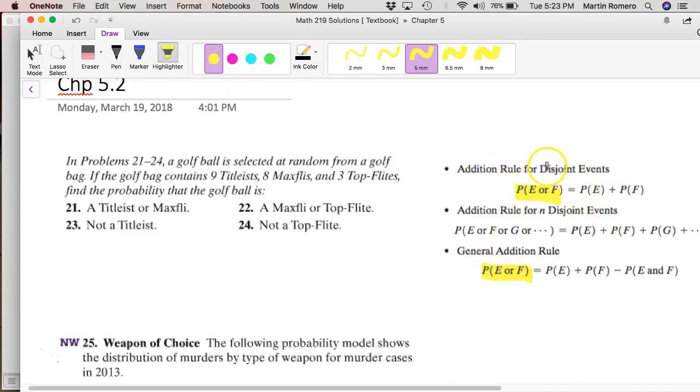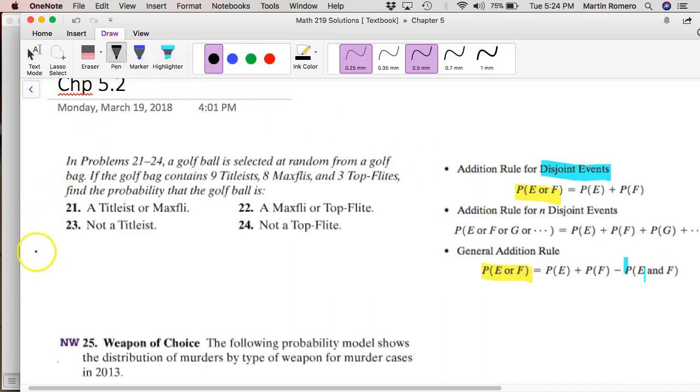One of them is for what's called disjoint events, meaning that the events have no overlap, that they can't happen at the same time. When we use the general addition rule, we have this extra piece here when events can happen at the same time. We have to subtract out that probability. So we'll see where that occurs.